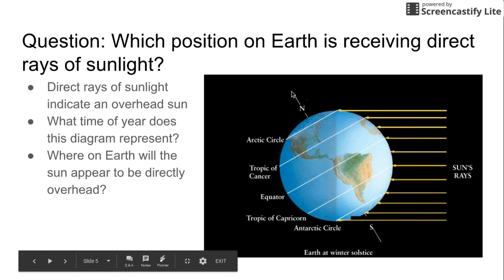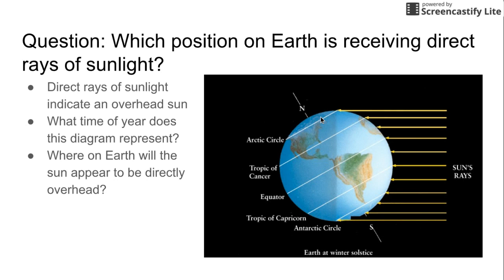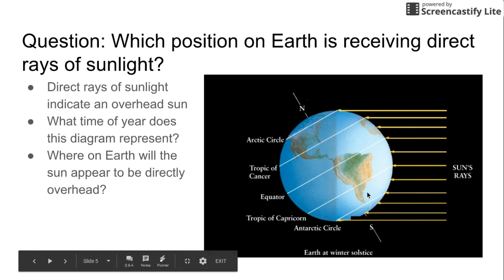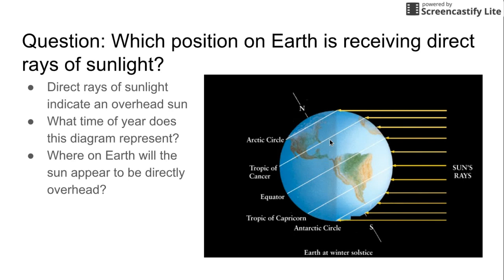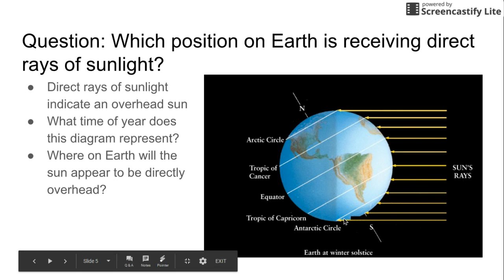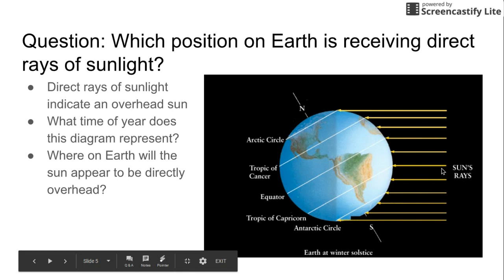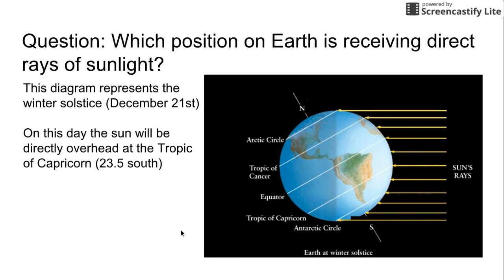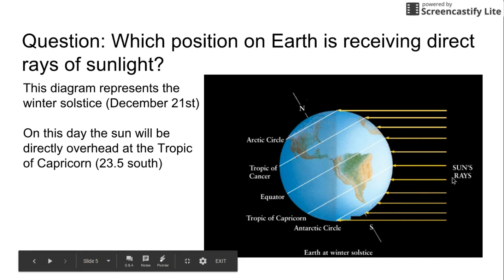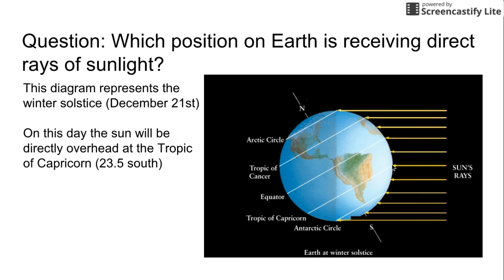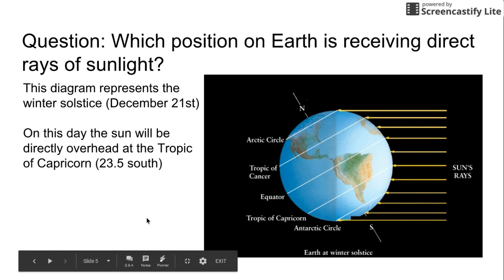Well, we can see from this diagram that the Earth is tilted in this position where the Northern Hemisphere is tilted away from the sun and the Southern Hemisphere is tilted toward the sun. So in the Northern Hemisphere right now it would be wintertime, and in the Southern Hemisphere it would be summertime. So if this is true and it's the wintertime for the Northern Hemisphere, that means that the direct rays will be on the Tropic of Capricorn, 23.5 degrees south. So if you look at the Tropic of Capricorn right here, you can see that the sun is directly overhead at this location.